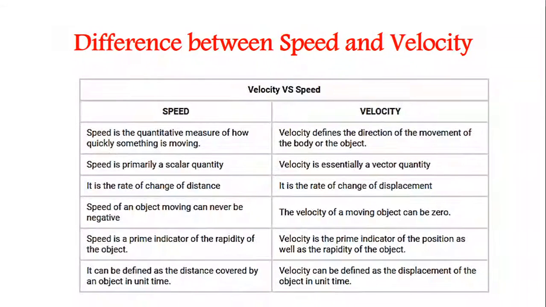Speed is the prime indicator of the rapidity of the object. Velocity is the prime indicator of the position as well as the rapidity of the object. Speed can be defined as the distance covered by the object in unit time. Velocity can be defined as the displacement of the object in unit time.